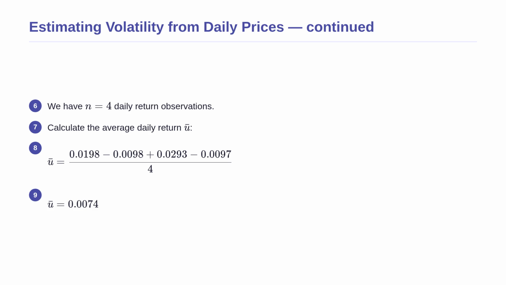Continuing with our example, we now have 4 daily return observations. So, n equals 4. Our next step is to find the average of these returns. We add all 4 daily returns together and divide by 4. This gives us an average daily return of 0.0074 or 0.74%. This means that on average, the stock grew by a fraction of a percent each day. This average sets the baseline for our bumpiness calculation.